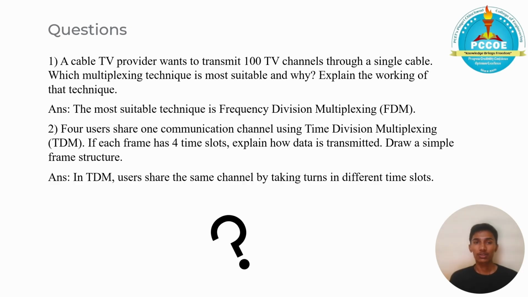Now the second question. Four users share one communication channel using TDM. If each frame has four time slots, explain the transmission. The answer is time division multiplexing, or TDM. In TDM, users share the same channel by taking turns. The time is divided into frames and slots. After the frame is completed, the process repeats again. So FDM shares a channel using different frequencies, while TDM shares a channel using different time slots.